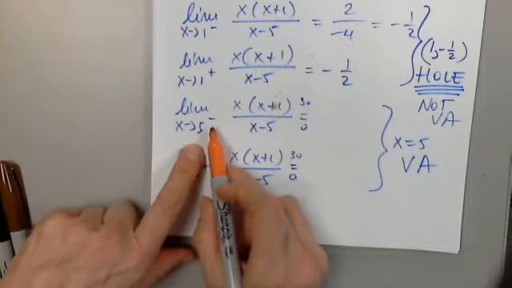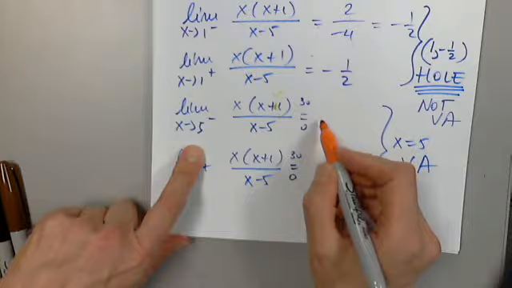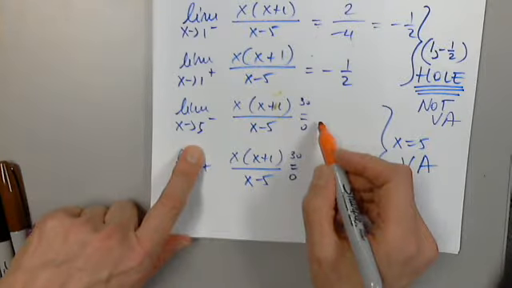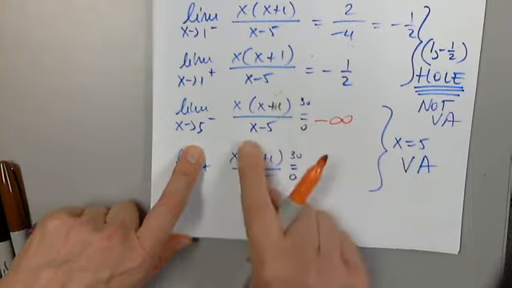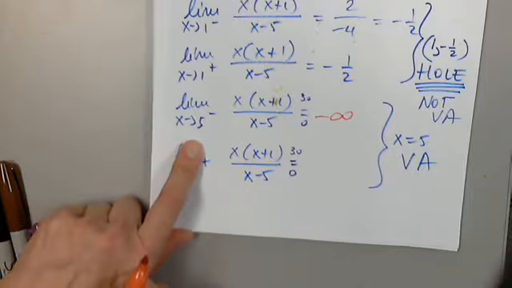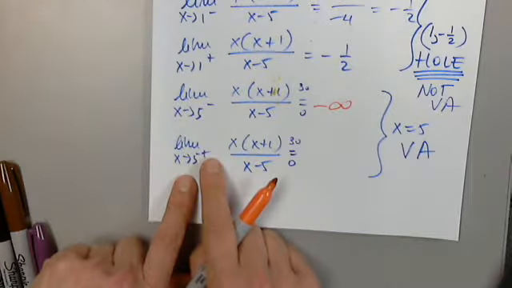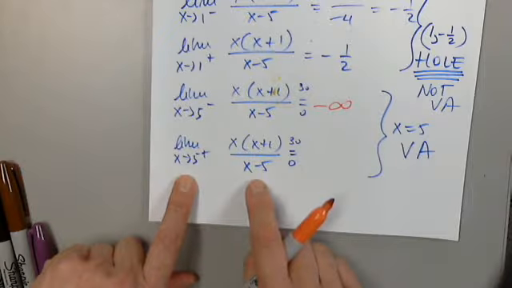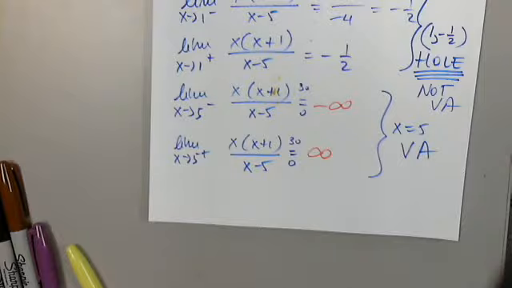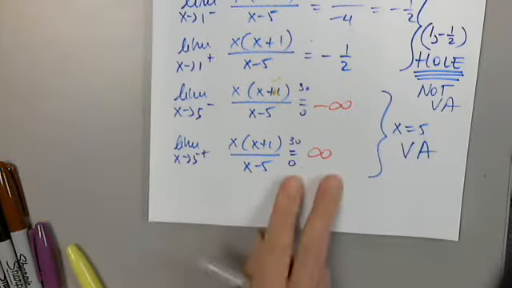So let's figure it out. 5 from the left is 4.9. What will be the sign? Negative. 4.9 minus 5 is a negative number. The top is 30. Now, with 5.1, the top is 30, the bottom is positive, so the answer is infinite. So the problem was asking us to find vertical asymptotes and their limits, and we did find one.